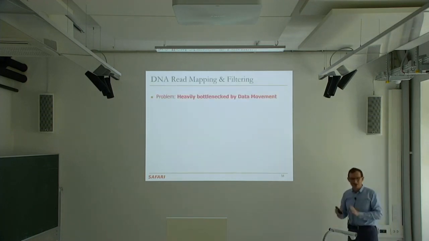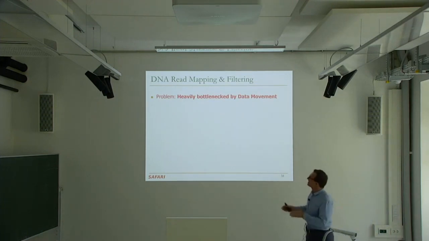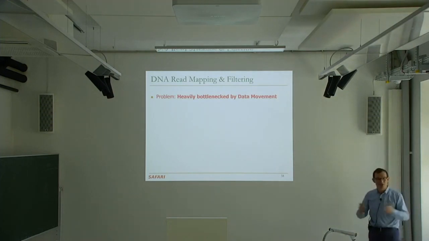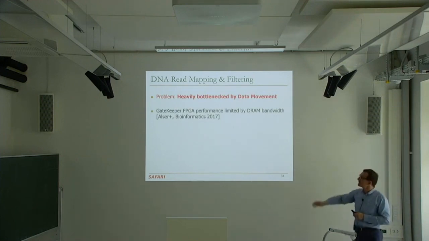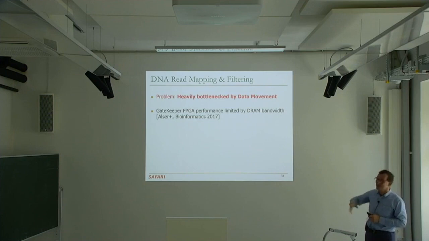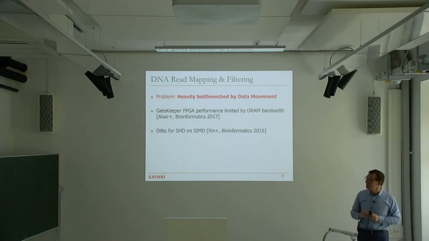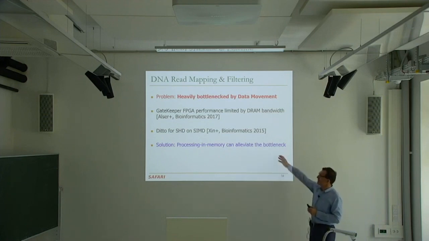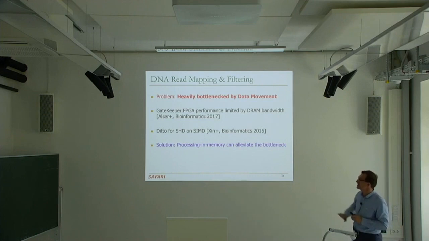Okay, so why am I telling you all of this? This is very, very interesting, I think. But we're not there yet. And the main limitation in all of these is really we're heavily bottlenecked by data movement. For example, the FPGA performance of this GateKeeper is limited by the DRAM bandwidth. And this is true for the shifted Hamming distance algorithm that we have on the SIMD machine. And the solution that we've been pursuing more recently is processing in memory, which can alleviate this bottleneck. And we've been looking at putting computation inside the memory for this.